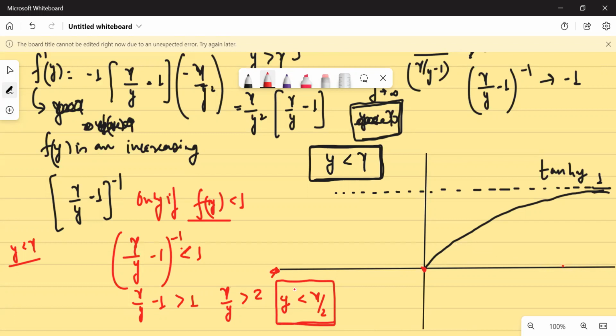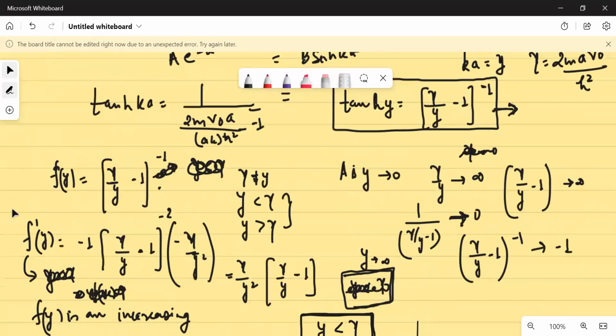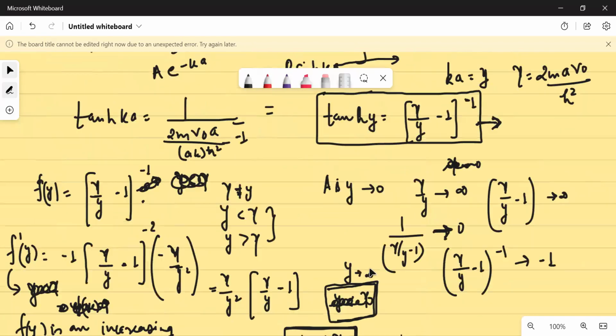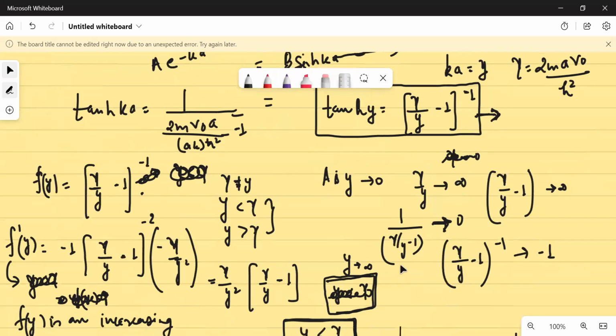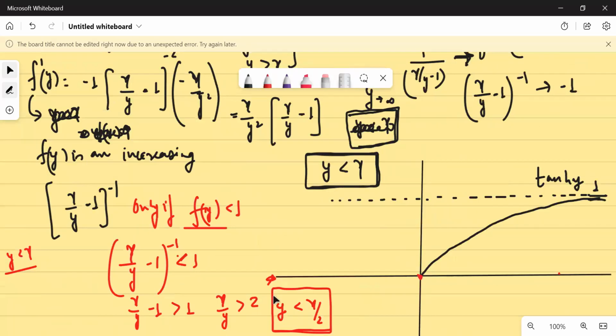Now let's see, if y is less than gamma by 2, what is my function like? So my function does not go to infinity now. We are not interested in how my function behaves at infinity, because I have to only think about y less than gamma by 2. Is that clear?